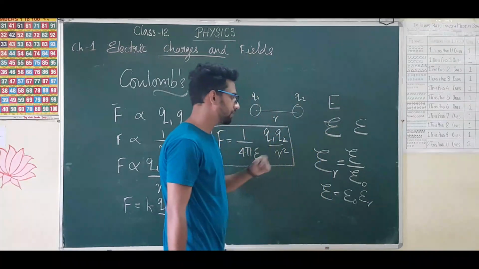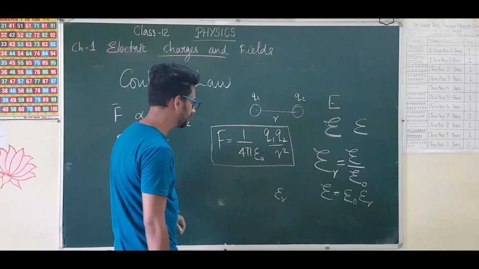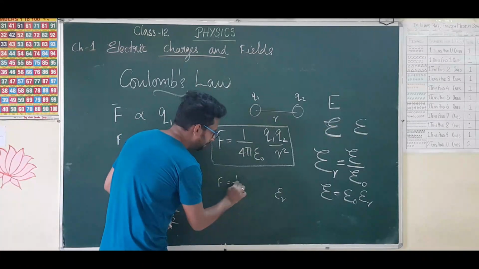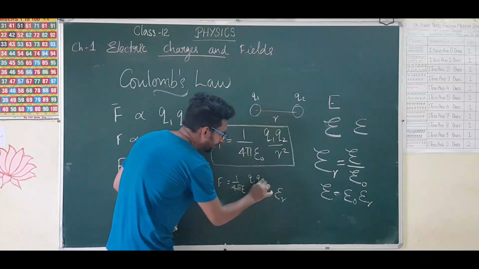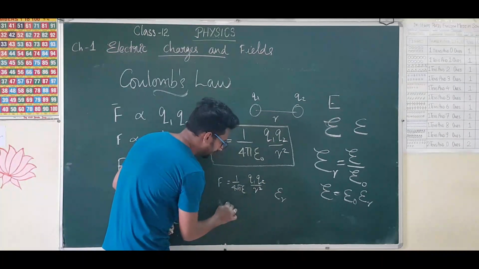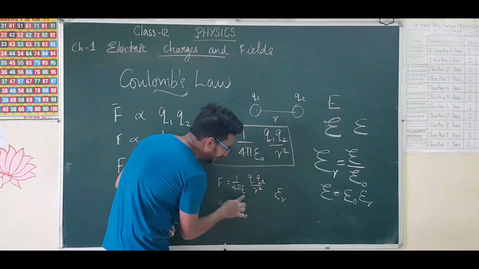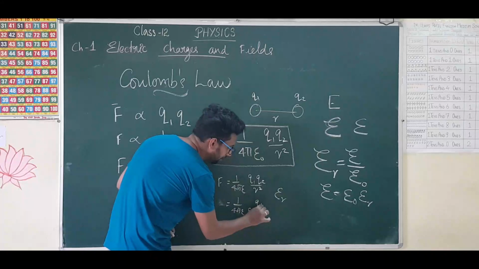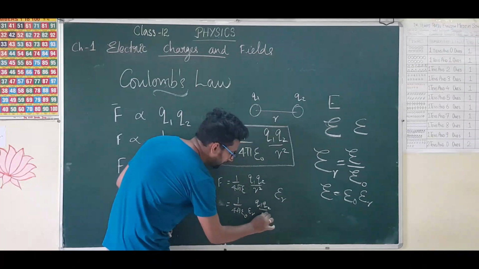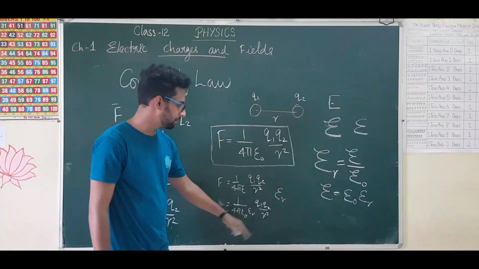For the case of air, epsilon r equals 1. So we can replace the equation F equal to 1 by 4 pi epsilon Q1 Q2 divided by r square, and write it as 1 by 4 pi epsilon 0 into epsilon r into Q1 Q2 divided by r square. Here, in the case of air, epsilon r equal to 1.